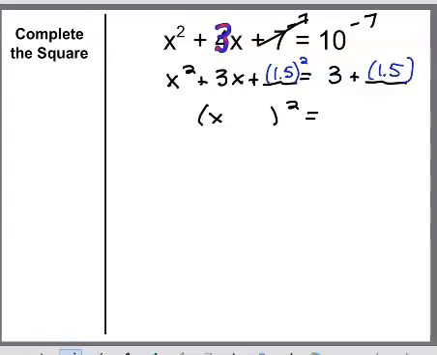So this is x and positive 1.5, right? We kind of take what half of positive 3 is, positive 1.5. So this becomes x plus 1.5. Remember, this was squared. I dropped that before. So 1.5 squared is 2.25. So if it's 2.25 plus 3, that's 5.25.